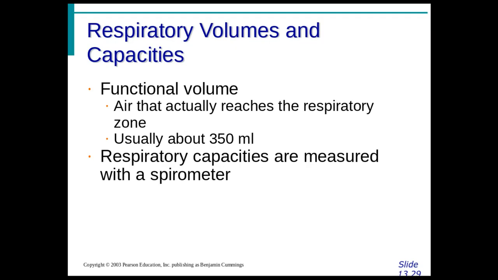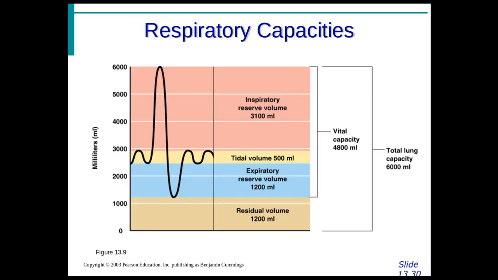Functional volume is air that actually reaches the respiratory zone. So if you're taking in 500 with tidal volume and 150 doesn't get there, usually about 350 milliliters gets there. Respiratory capacity is measured with what's called a spirometer. When my dad went through his heart surgery, one of the things he had to do was use the spirometer all the time, trying to get his number up to that 350 milliliters, trying to get that tidal volume to get better. With the surgery on the chest and the idea of collapsing those lungs, you have to retrain, expand and contract, and trust your body to do this.